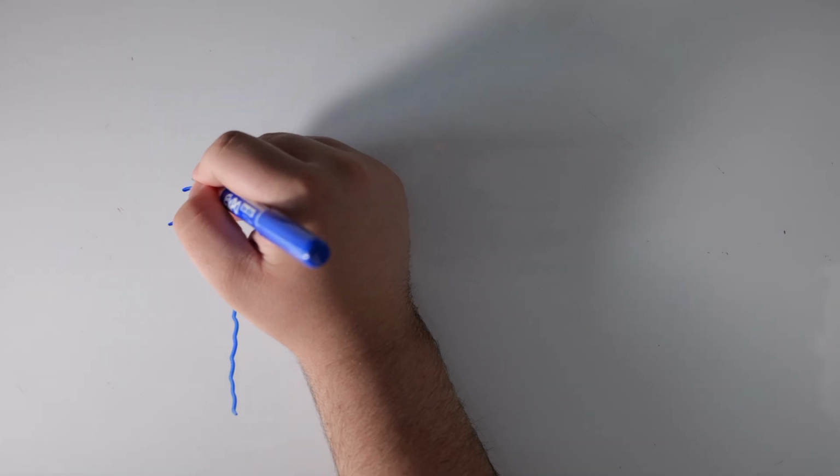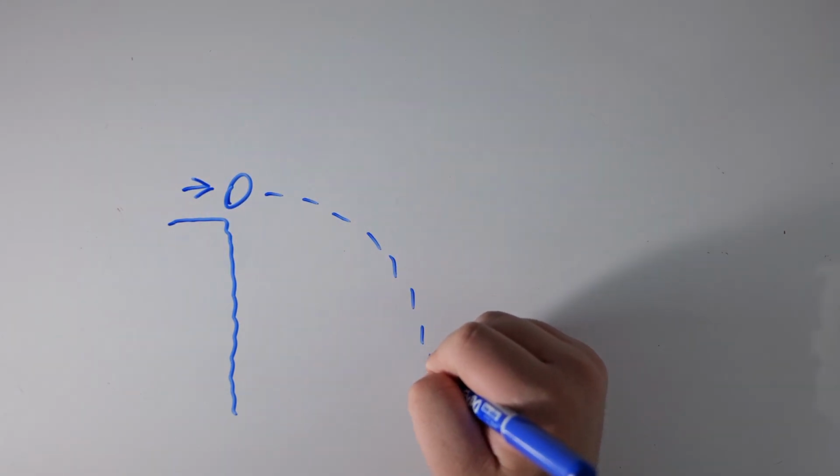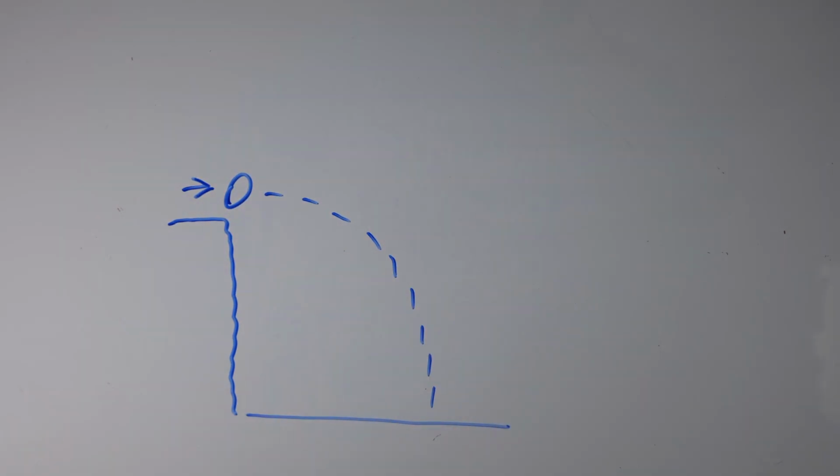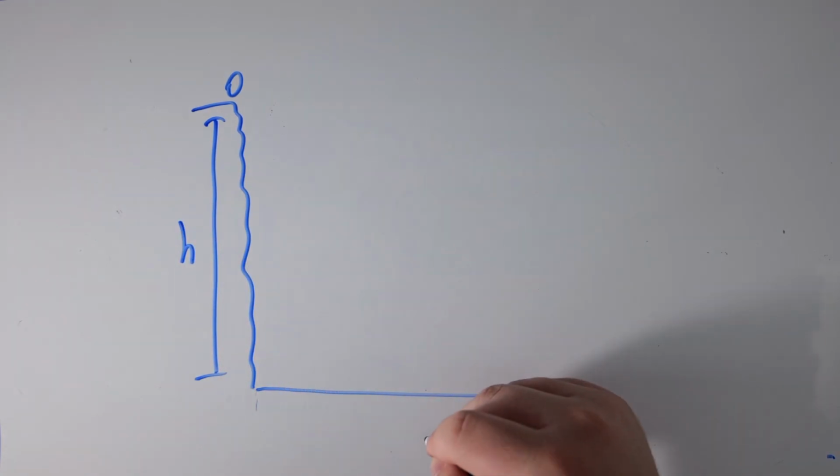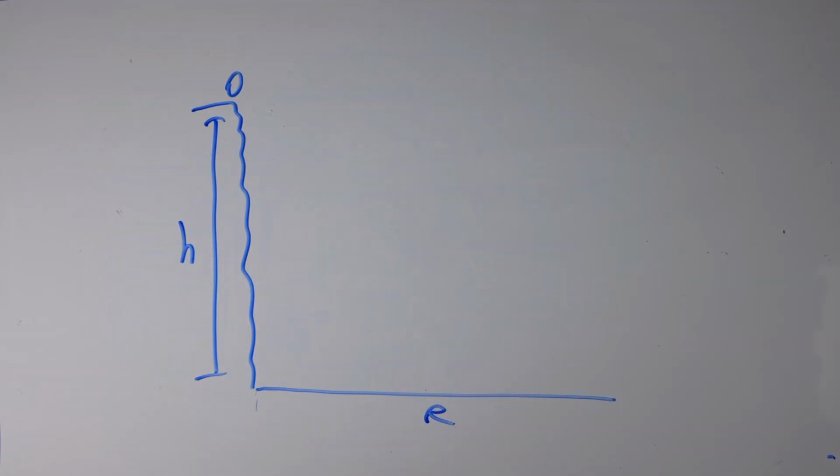This would be called horizontal projectile motion, where an object moving through the air is influenced by gravity, if air resistance is ignored. Previously, we only considered height on the vertical axis, but now we're also considering distance, or the range, on a horizontal axis.